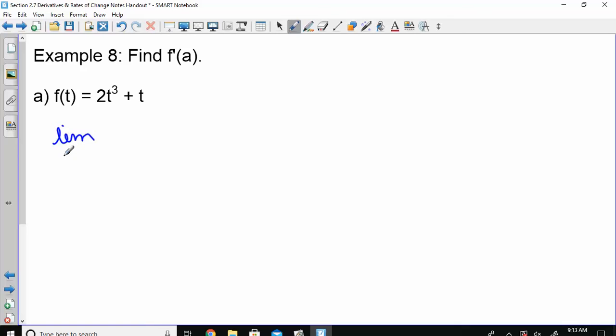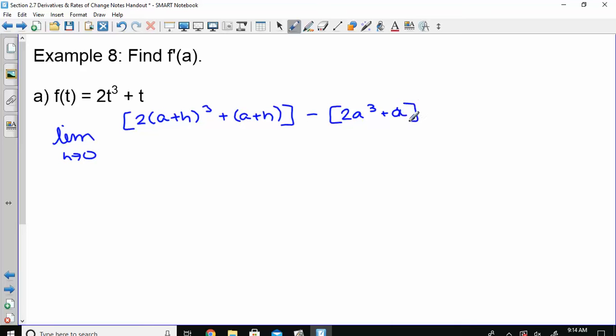When I want you to do the derivative, we are just doing the definition, the limit as h approaches 0, f of a plus h. So that means you plug in a plus h in for all of these variables. So 2 times a plus h cubed plus a plus h minus f of a all over h.